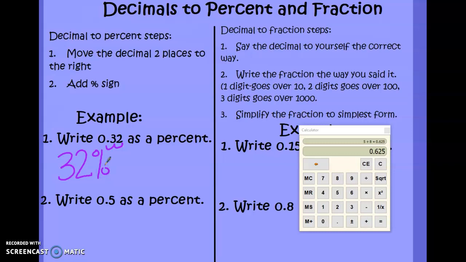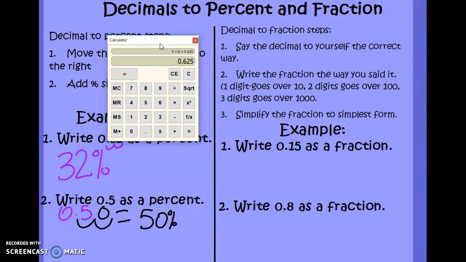Okay, this one, 0.5, you guys see I only see where I can move it once. We have to add that 0, okay, to be able to move it twice. So 1 place, 2 place means I have to add a 0. So this one would be 50%. Okay, be careful, it's not 5%, it would be 50%.